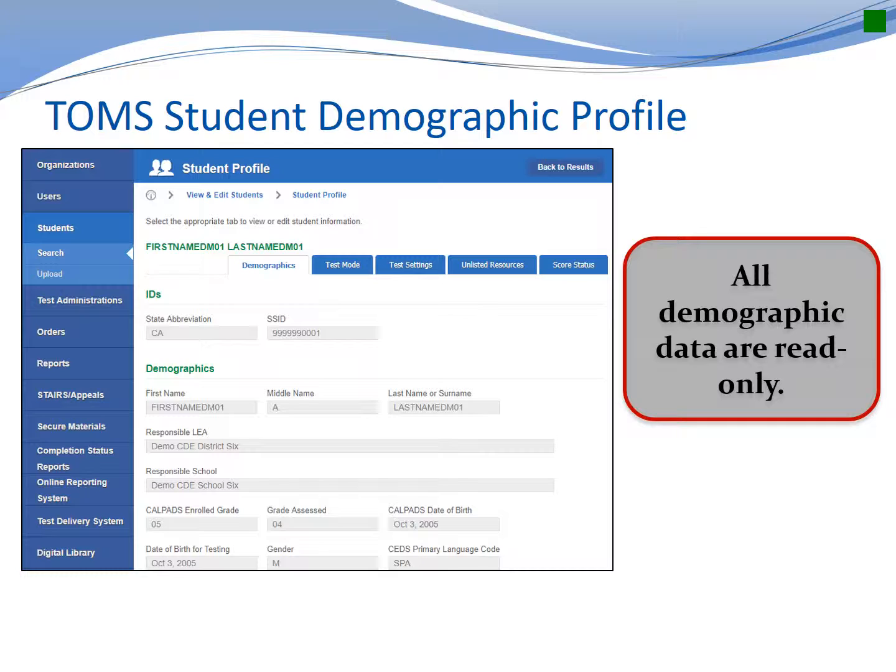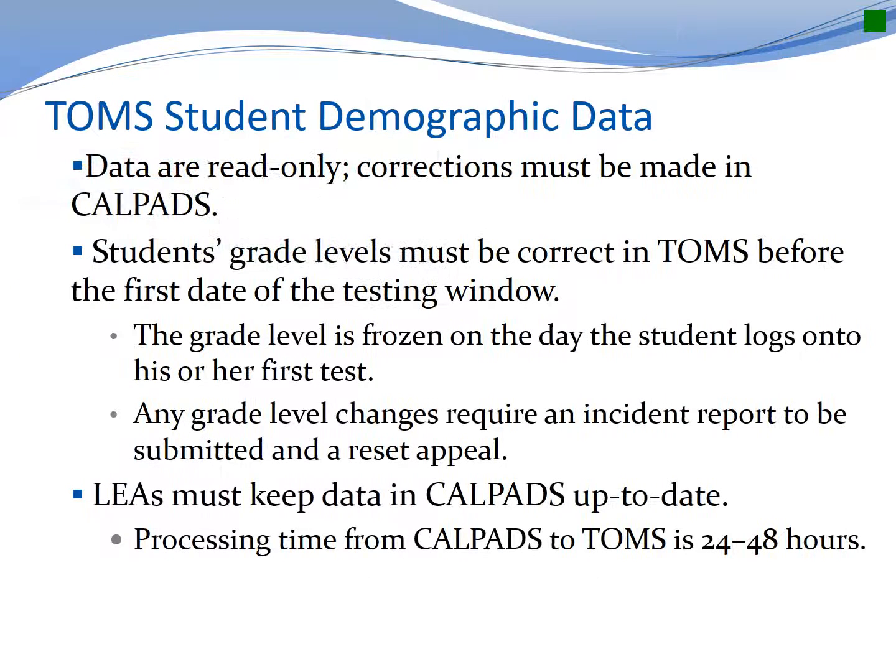This slide shows a screenshot of the TOMS student demographic profile. All of the demographic data here are read-only. If data is incorrect, please verify that the correct information is updated in Aries. Once again, the demographic data is read-only. Corrections must be made via CALPADS, which means the data must be corrected in Aries first.